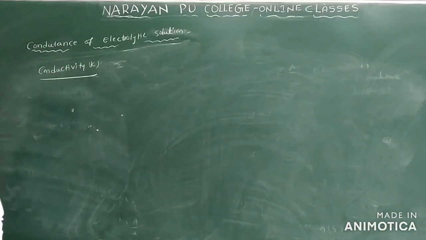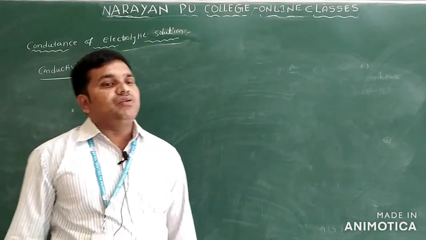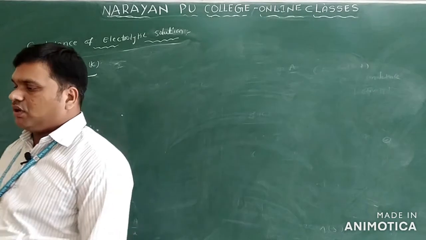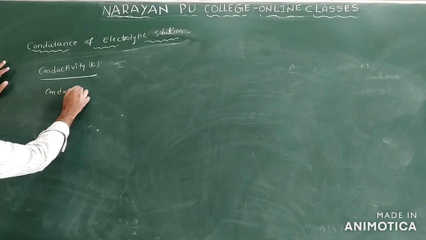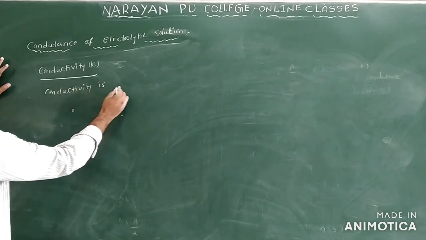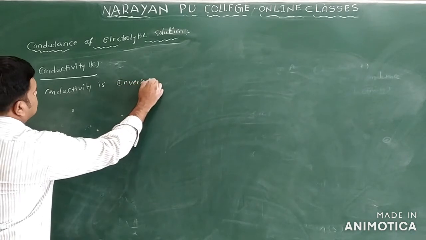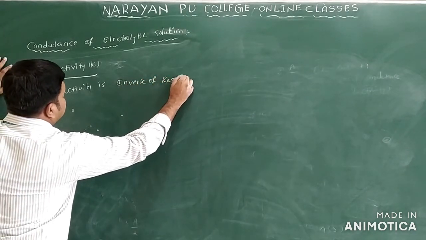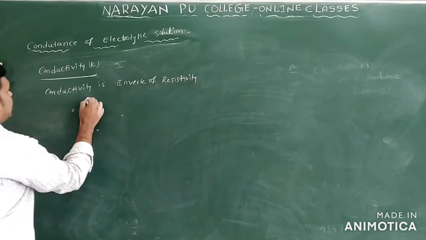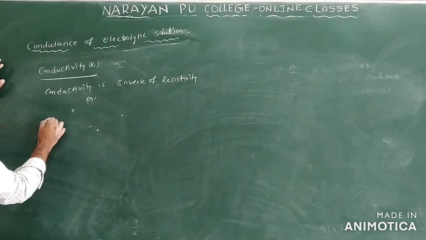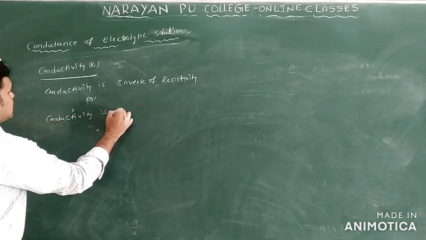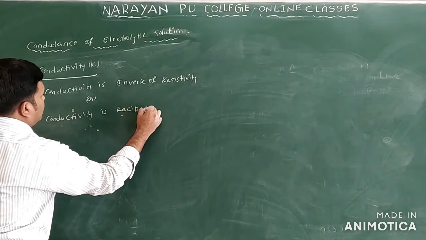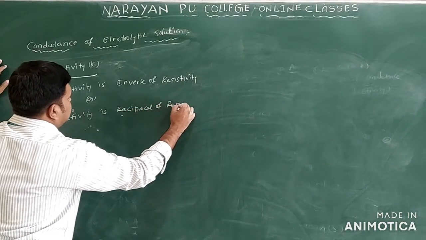So the next term is conductivity K. What does conductivity mean here? Conductivity is the inverse of resistivity. I will write this: conductivity is the inverse of resistivity, or you can write conductivity is the reciprocal of the resistivity.